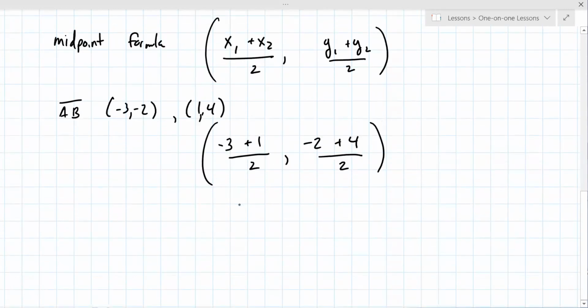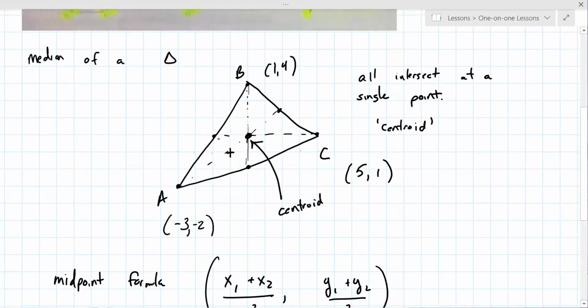So the midpoint here would be -2 over 2, comma 2 over 2. This reduces to -1, comma 1. So this point up here, which kind of already looked like -1, comma 1, is in fact -1, comma 1. Will you find the midpoint between B and C for me? And let me know when you get that.